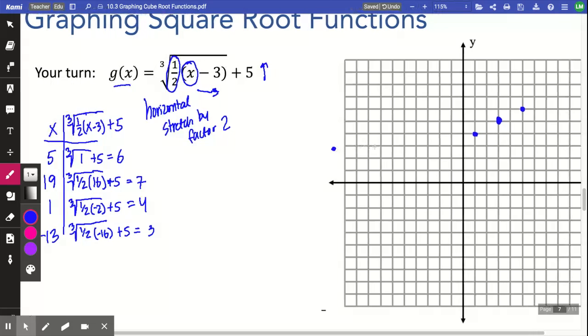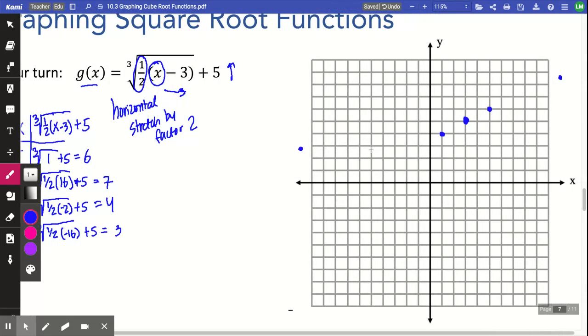Again, because of that horizontal stretch, everything's pulled left and right. But here's my graph. At that point of inflection, it's going to take the turn and go that way.